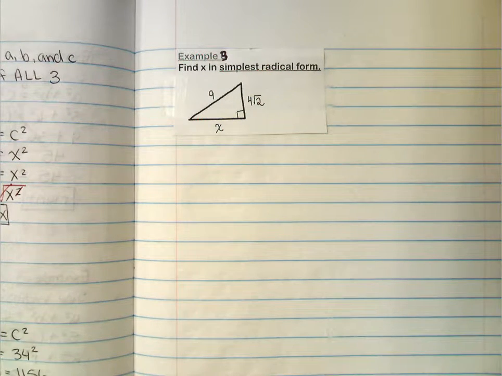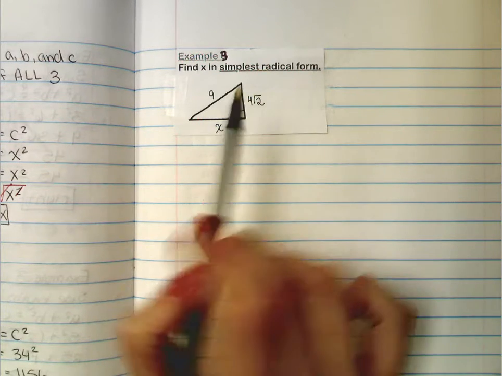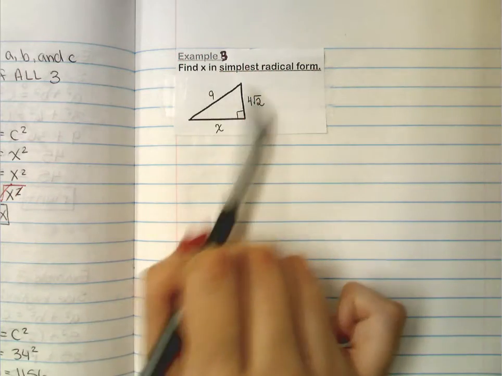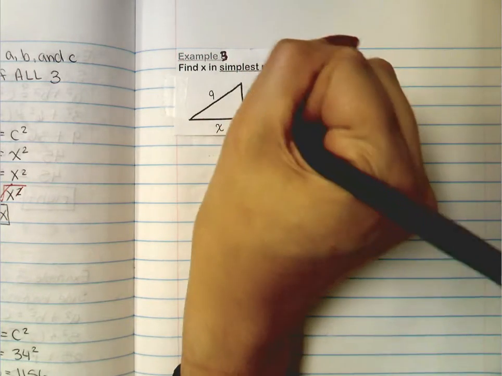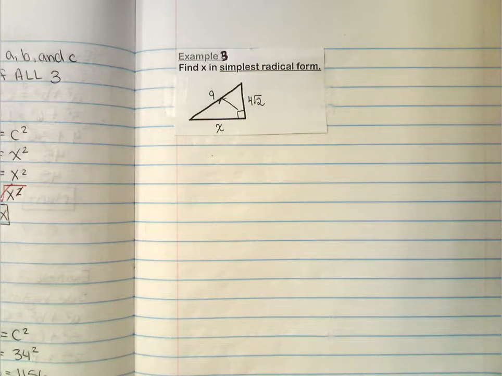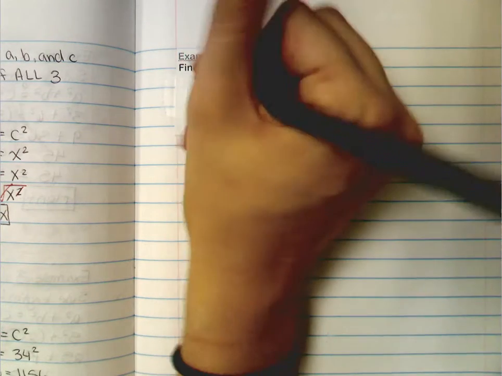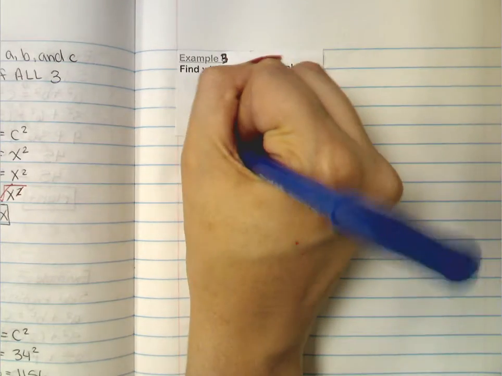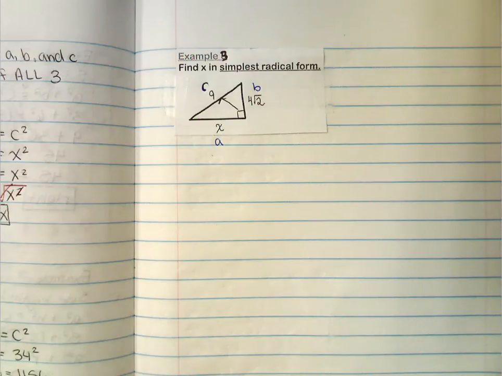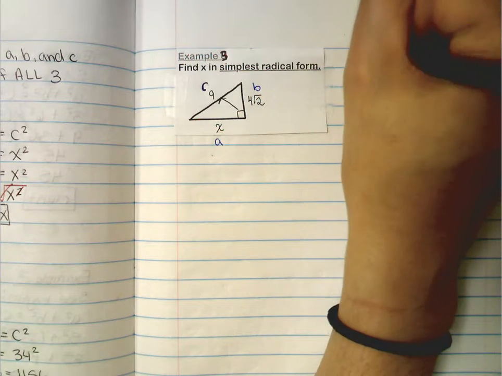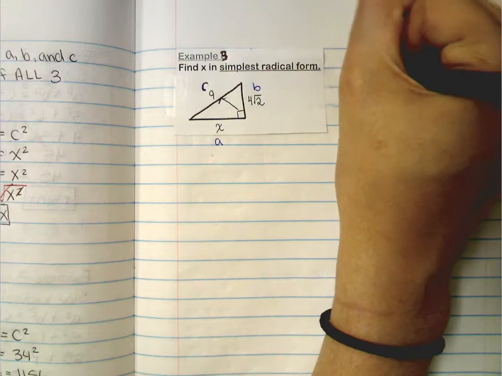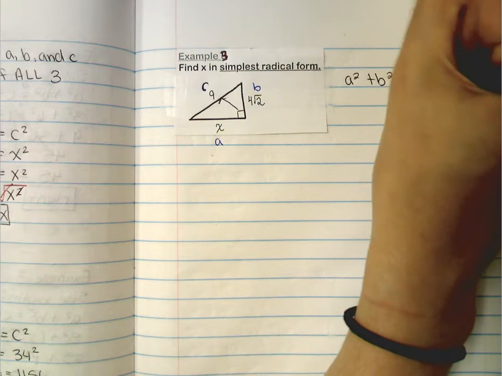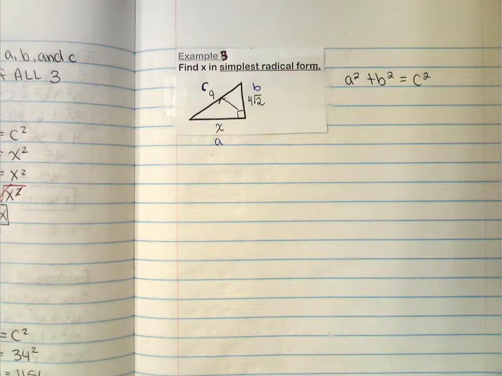Alright, here's example 3. So in here, I'm going to label again the biggest side, the longest side. It's always across from the 90-degree angle. So this is C. And then that means A and B are these ones. And same way, I'm going to set up my formula. I'm going to have A squared plus B squared equals C squared.